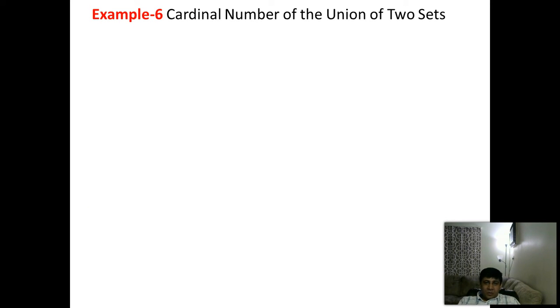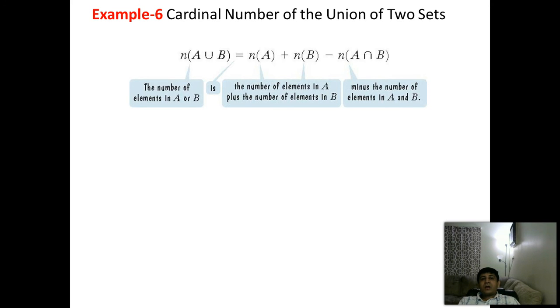Now this is an important thing: how to find the cardinal number of a union of two sets. We know how to find the cardinal number of an individual set: just count the number of elements. But suppose we have a set A and a set B, and without finding the union, can we tell what the cardinal number of the union will be?